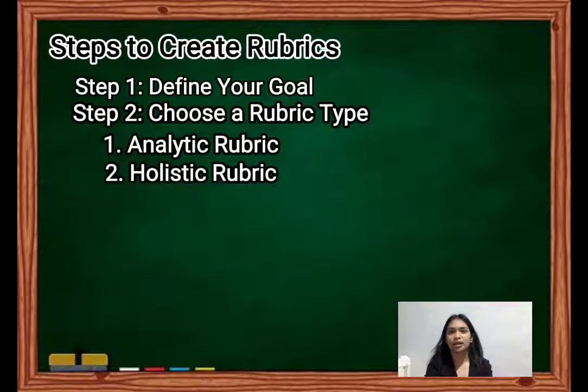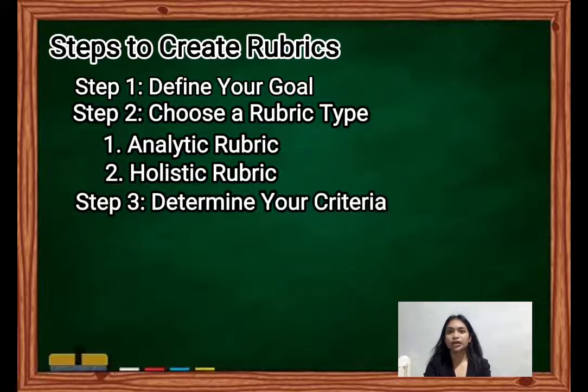Step 3. Determine your criteria. This is where the learning objectives for your unit or course come into play. Here you'll need to brainstorm a list of knowledge and skills you would like to assess for the project. Group them according to similarities and get rid of anything that is not absolutely critical.